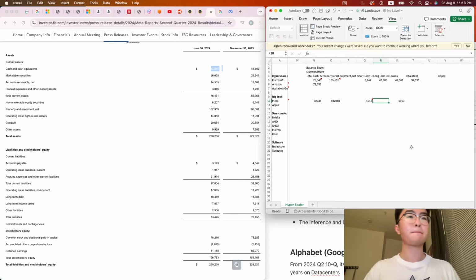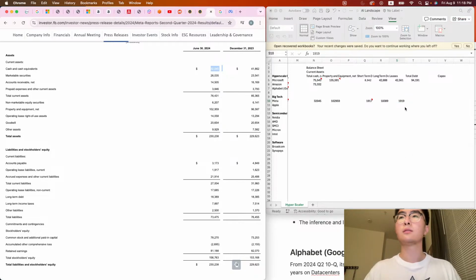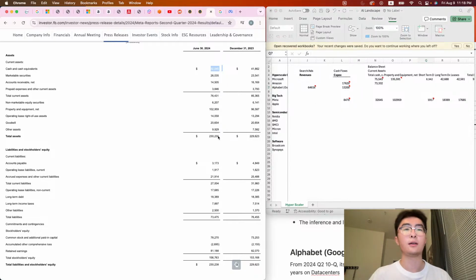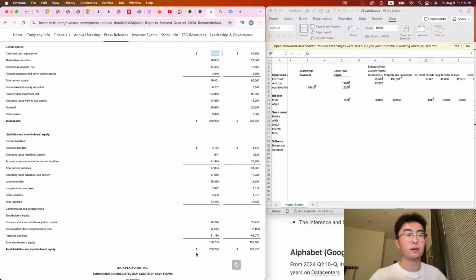Long-term debt, 18,389. Leases, so we have 17,685. Okay. Some. Yeah, it's not a lot. Not a lot compared to the assets here that the company has. A lot of equity on the actual balance sheet. Okay.